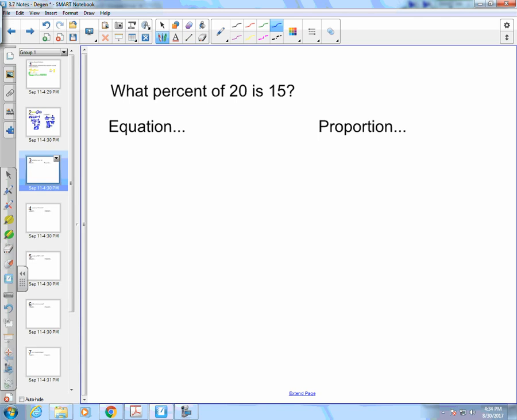Why don't you try this one? What percent of 20 is 15? Turn off the video for a moment and then come back in.